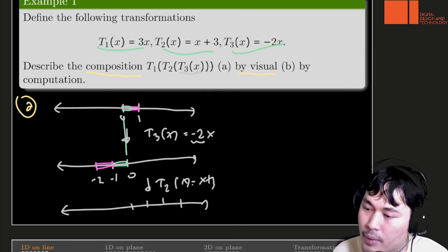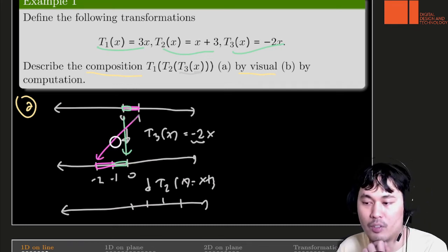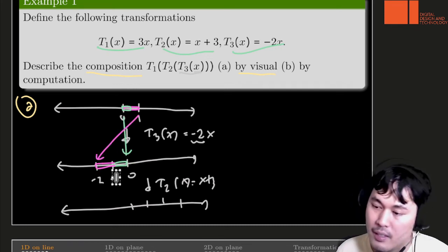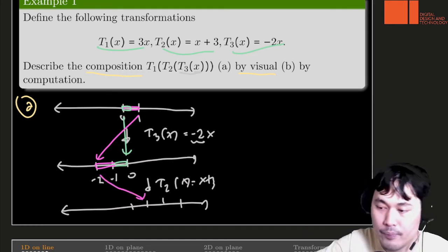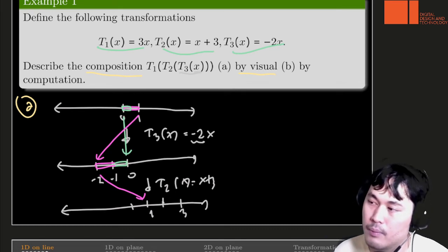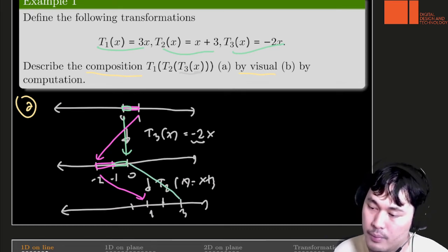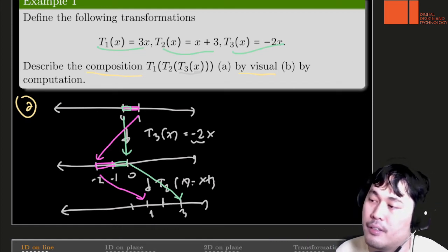Sorry. I should also maybe write that a little bit. 0 goes to 0, 1 goes to minus 2. Here, minus 2 goes to what? Go to 1, because minus 2 plus 3. If you translate by 3 steps, you get to 1. And also 0 becomes 3. That's a translation. That's the second step.